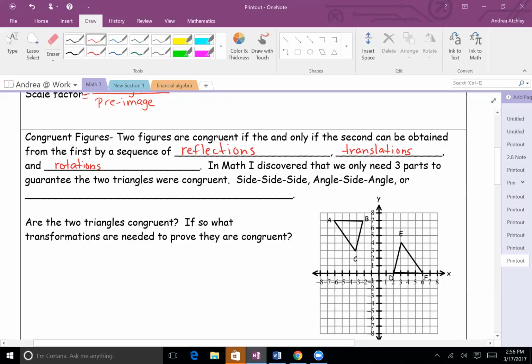Congruent figures have all corresponding parts congruent. So all the corresponding angles are congruent. All of the corresponding sides are congruent. In Math 1, we discovered that we only need 3 parts to guarantee the 2 triangles were congruent. Either you could prove that all the sides are congruent through side, side, side, or 2 sides and their included angle, side, angle, side, or 2 angles and their included side, angle, side, angle, or there's also angle, angle, and then side.